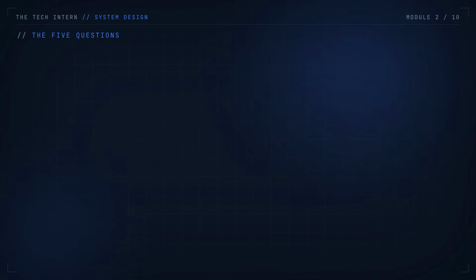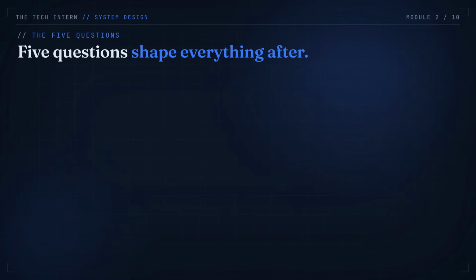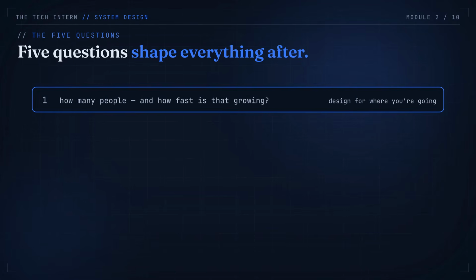So before drawing anything, you ask 5 questions. These 5 shape every decision that follows. A food app with 1,000 users and one with 50 million are not the same system. For Dabba, we'll say we have 10,000 users today, and we're roughly doubling every few months. So we design for the millions we're heading toward, not the 10,000 we've got.